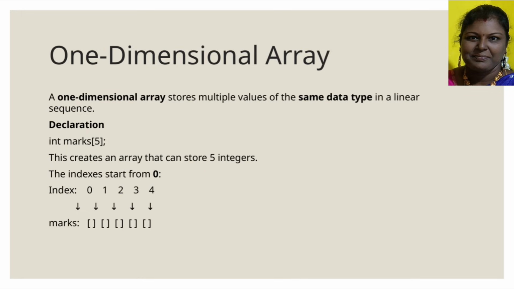So the first element is at position 0, the second at 1, and so on, up to 4 for 5 elements. It's a simple, linear structure, easy to understand and use. Let's talk about traversing an array, a fundamental concept in programming.